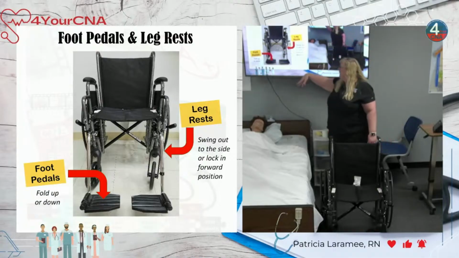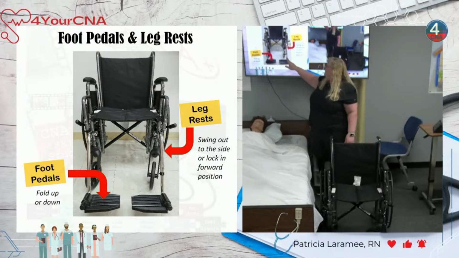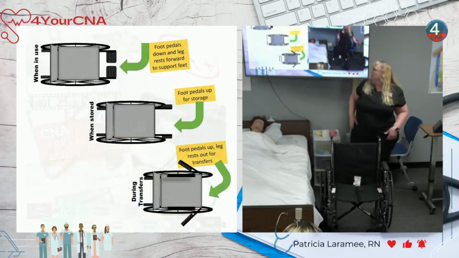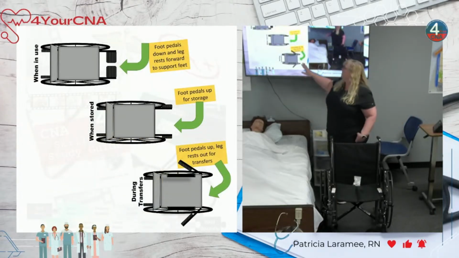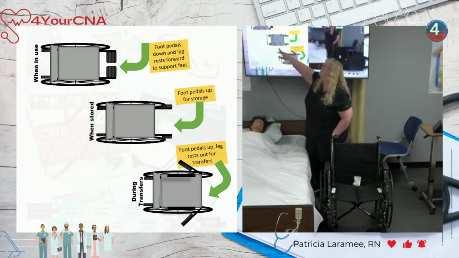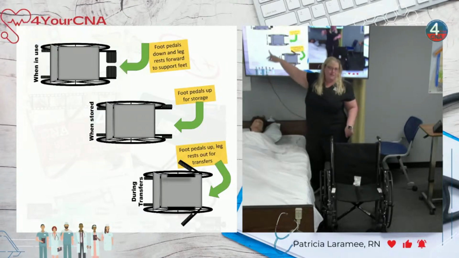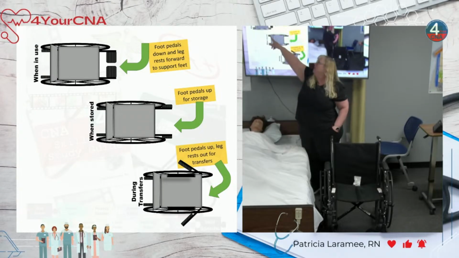So 2 parts here. This that attaches to the wheelchair is called a leg rest. This part that the patient's feet sit on is the foot pedal. Foot pedals fold up and down, leg rests swing in and out. So when it comes to wheelchairs, when it's in use, this is what it should look like. Leg rest forward, foot pedals down, supporting patient's feet. This is what it should look like.